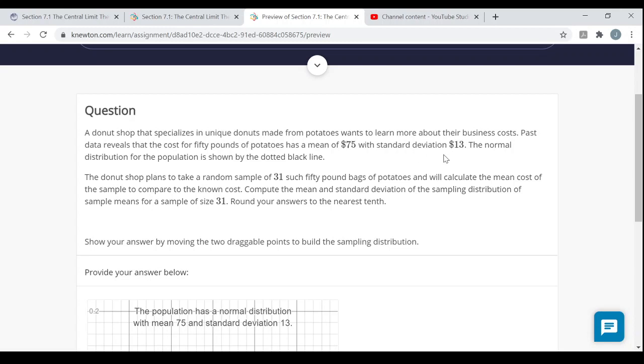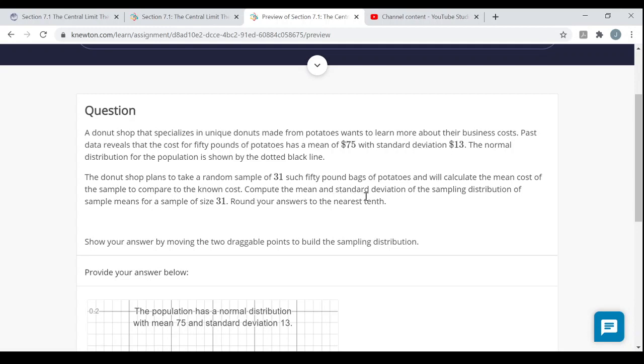Right. With mean 75, standard deviation 13. The donut shop plans to take a random sample of 31 such 50-pound bags. So 31 bags of potatoes, so their value of n is 31, and calculate the mean cost of the sample to compare to the known cost. So they're taking 31 of these bags, taking the average cost: add up all the costs, divide by 31.